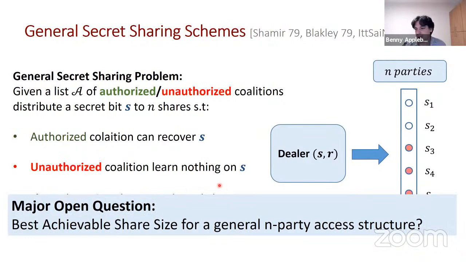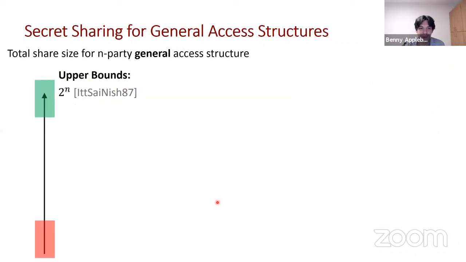It's a very famous and well-known open problem in information theoretic cryptography to understand the best achievable share size for a general n-party access structure. Let me tell you what's known about this problem. Since the late 80s, we know that this problem can be solved with complexity roughly 2 to the n, where n is the number of parties. And we have a lower bound which says that essentially the complexity is n squared. This is due to Csirmaz. The upper bound was due to Ito et al.